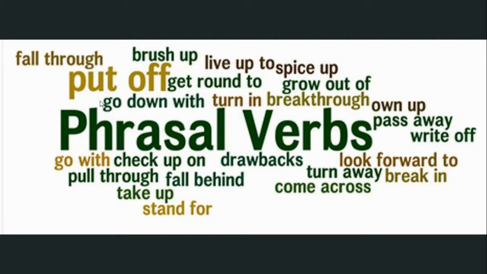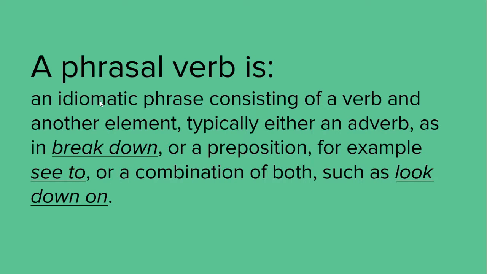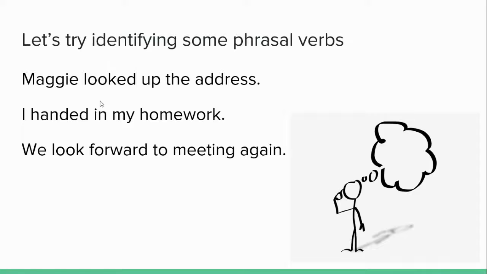Today we're going to talk about phrasal verbs. So first off, what is a phrasal verb? A phrasal verb is an idiomatic phrase consisting of a verb and another element, typically either an adverb, as in break down, or a preposition, for example, see to, or a combination of both, such as look down on. So let's take a look at some sentences and see if we can identify the phrasal verbs.